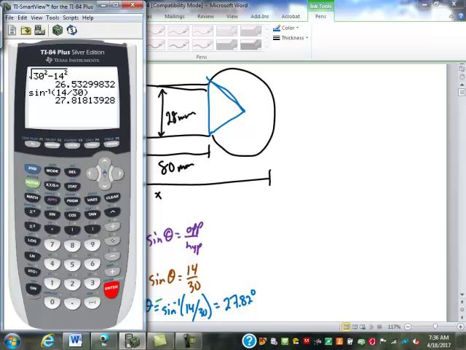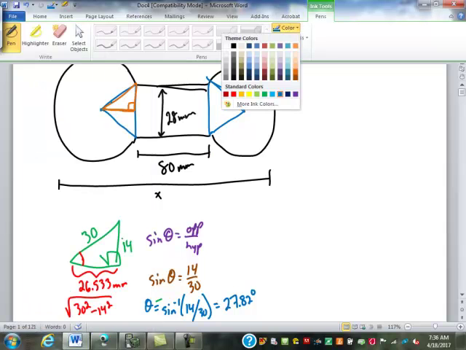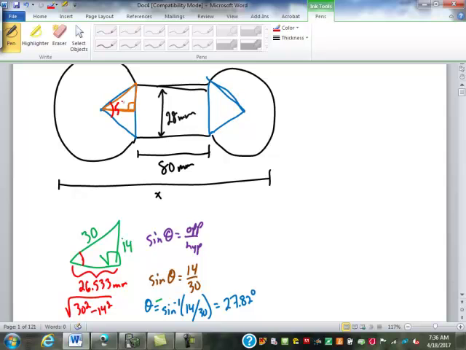Now what I really want to do is double that. 55.64. And then, of course, I'm going to subtract that from 360, which makes this over here 304.36 degrees, because that's really the angle that I want, that big one. So this dimension here is the 26.533. Of course, this dimension here is 30.